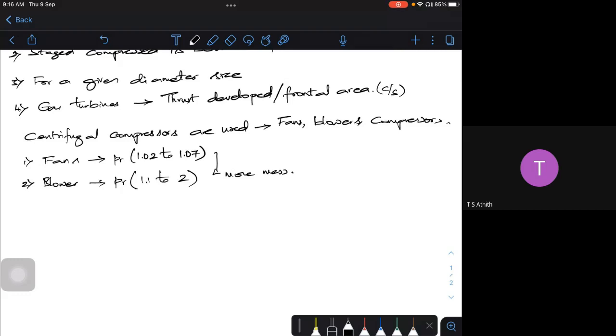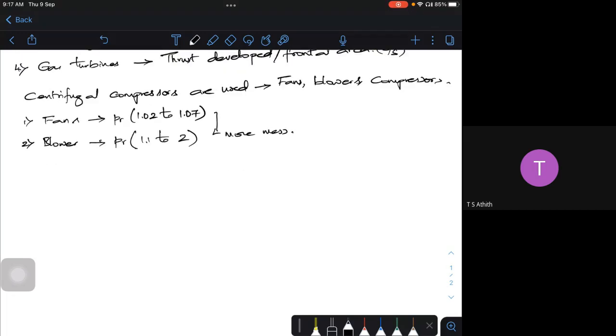So you want it a little bit higher, more mass, though comparatively an axial flow compressor is much less. But compared to your fans and blowers, I'll be able to handle slightly more mass and a pressure ratio of more than 2. Okay. If I go for what we call a centrifugal compressor, with a pressure ratio more than 2, I will go with the compressor.